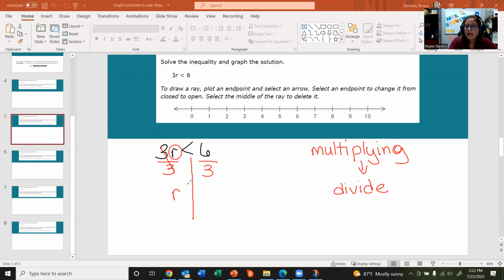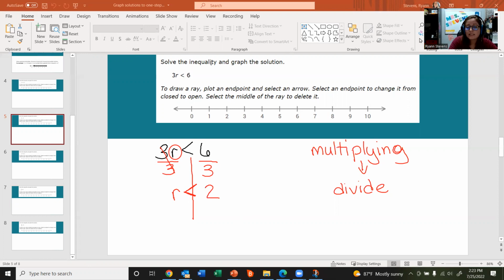My inequality sign is going to stay as a less than sign. I am dividing in this case. So I do want to make sure, did I divide by a negative number? And I did not. I divided both sides by a positive 3. So that means that my inequality sign can stay as is. And then 6 divided by 3 is going to be 2. So my solution to this is going to be r is less than 2.